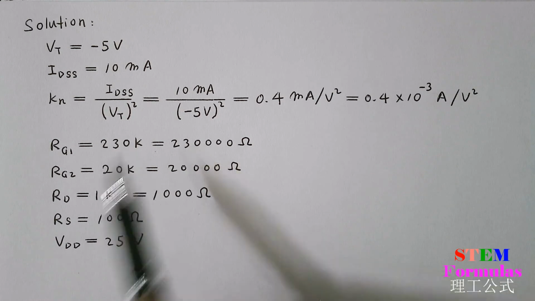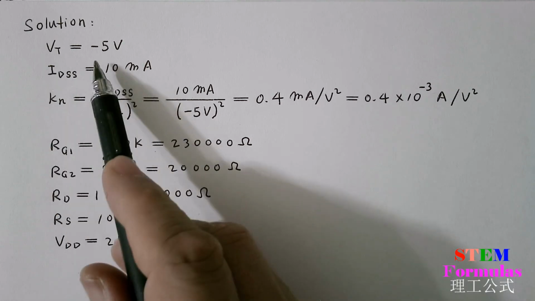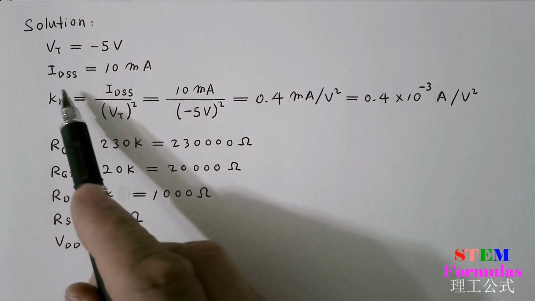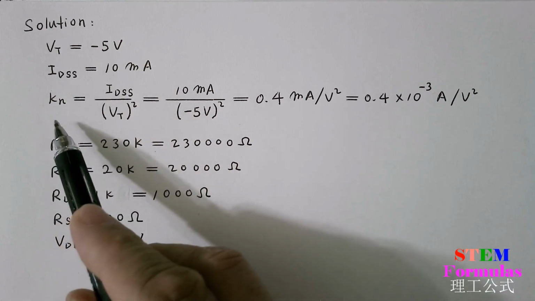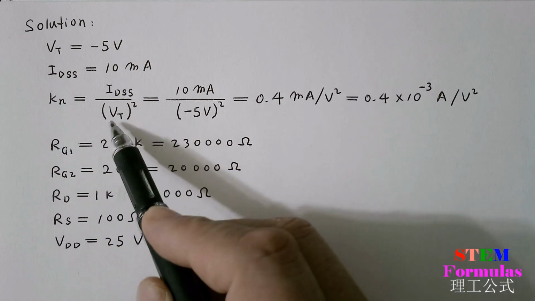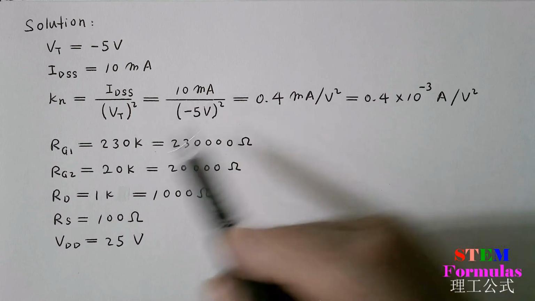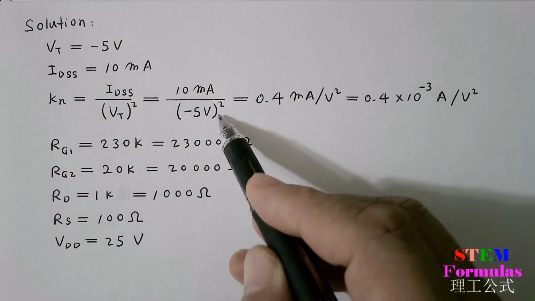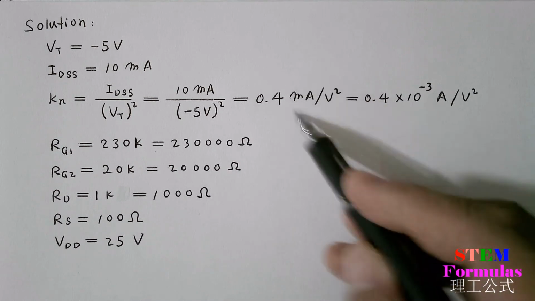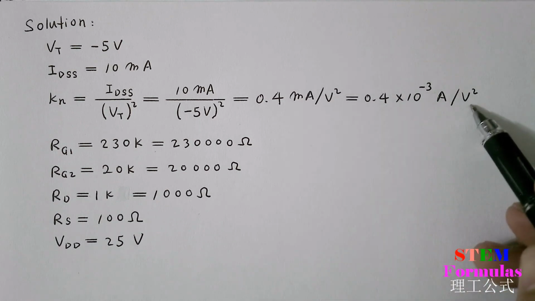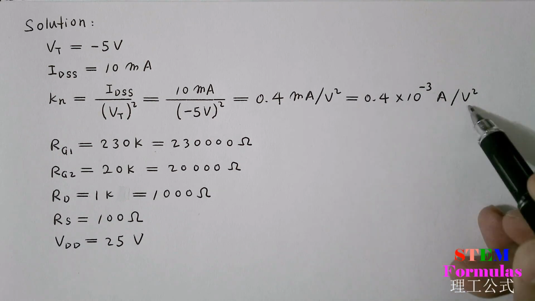Solutions. From the figure, we found out VT threshold voltage is -5 volts. IDSS equal 10 milliamp. From these two values, we can find Kn. Kn equal to IDSS divided by VT square. In this case, IDSS is 10 milliamp, VT equal to -5 square, equal to 0.4 milliamp per volt square. And we need to change to amp per volt square, so equal to 0.4 times 10 to the -3 amp per volt square.